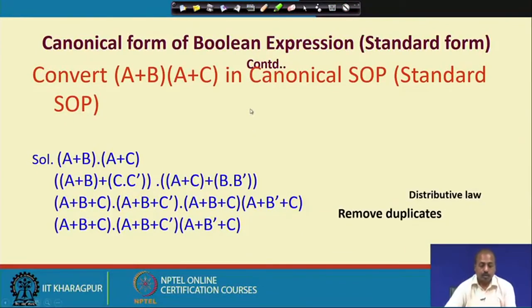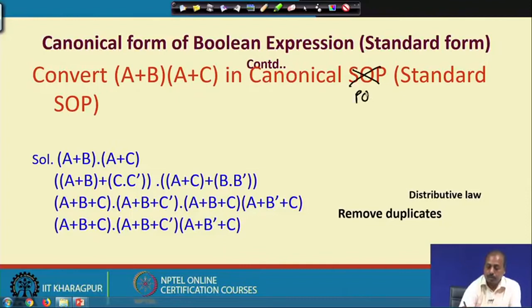So, another expression is AB plus AC. This is converting into canonical POS form, so this is not SOP. This is POS form, product of sum form, which is also known as the standard product of sum form. Okay. So, we have got the POS form.